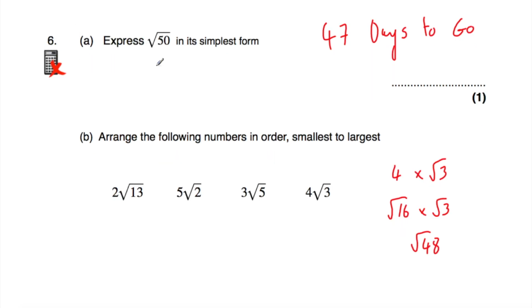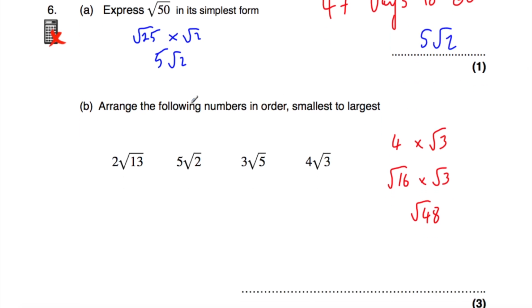So 6a, we've been asked to simplify root 50. Let's look for the biggest square number that's a factor of 50, and I'm thinking 25. So that's going to be root 25 multiplied by root 2, because root 25 times root 2 would be root 50, and this is the biggest square number that's a factor of 50. The square root of 25 is 5, so that'll be 5 root 2. So if we were asked to simplify root 50, the answer would be 5 root 2. And if you got that, well done.